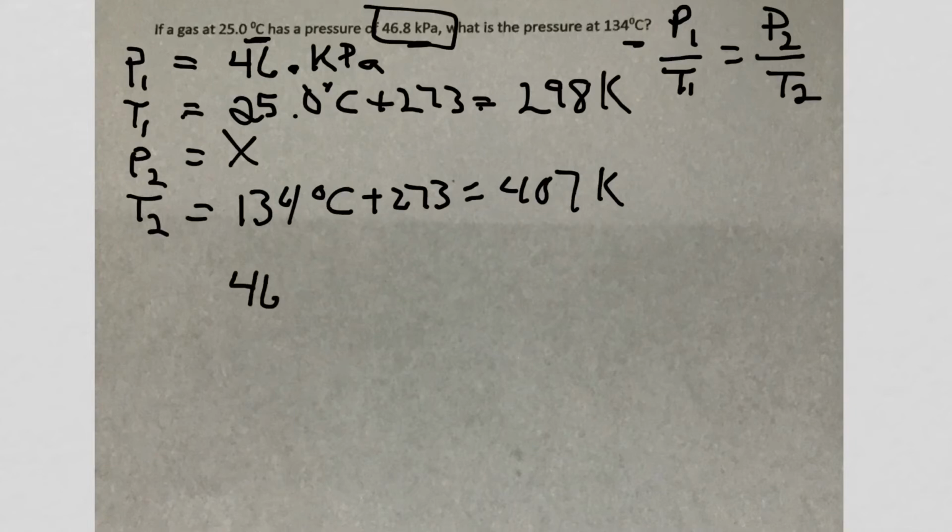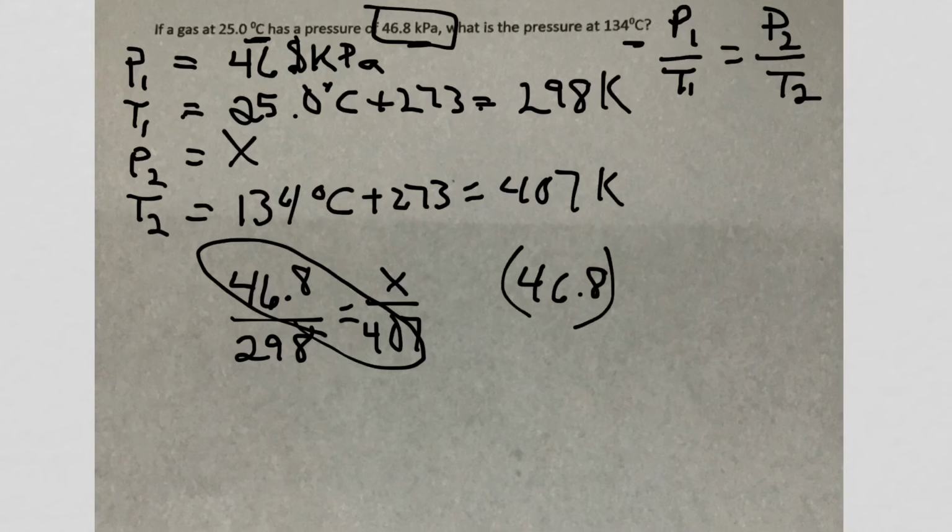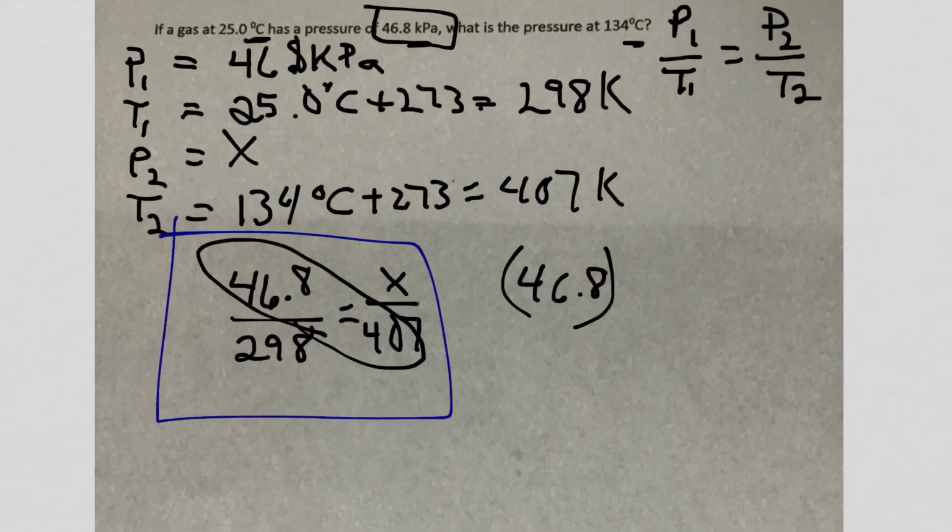So use the formula, 46.8 over 298 equals X over 407. Then cross multiply it. You don't have to show this part, but I would like for you, speaking of what you should show, to at least show me this in your answer. Even if you don't show your let statements, show me how you filled it in and your answer. That's what I'm looking for mostly.